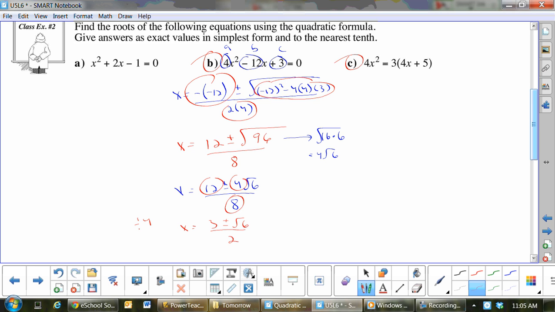Now that is the exact answer. Now, what does this mean? It means the exact answers are 3 plus root 6, all over 2, and 3 minus root 6, all over 2. Those would be your x-intercepts. That's where your parabola is going through the x. Now, this you couldn't even do using inspection or decomposition.